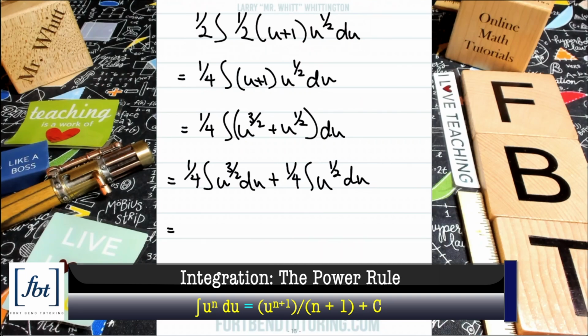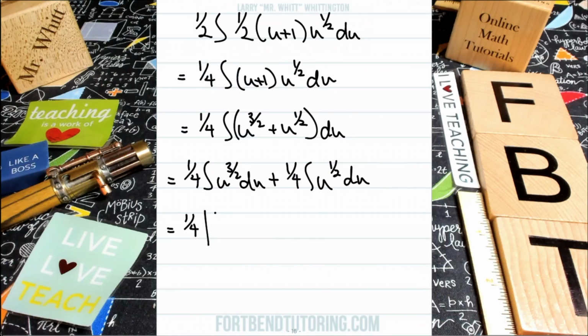So we're going to have 1/4. There's my integral extension there. Using the power rule, you'll have u to the 5/2 divided by 5/2 plus c1 plus 1/4 integrating. You'll have u to the 3/2 divided by 3/2 plus c2. Okay, so there we have our step after integrating.